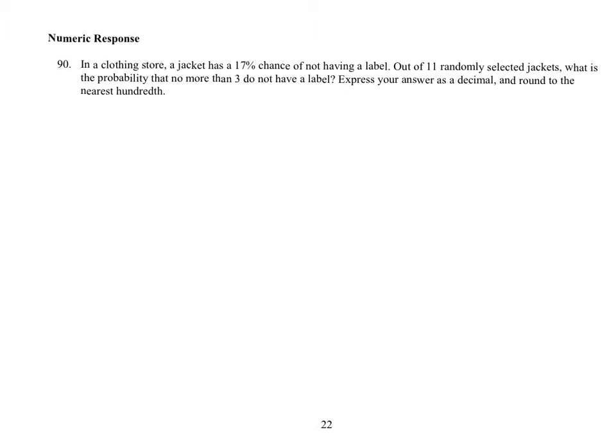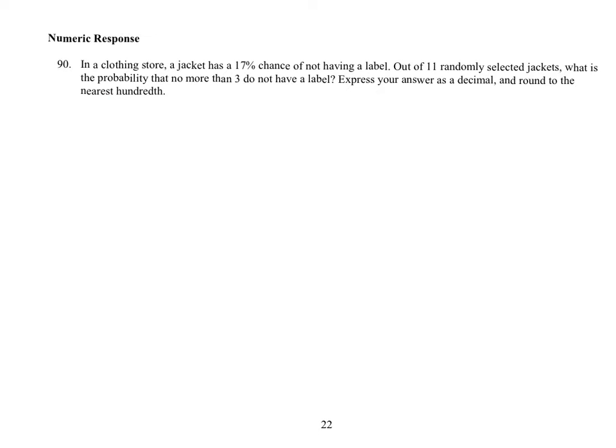All right, I had a special request for this question, so let's go over it. It says in a clothing store, a jacket has a 17% chance of not having a label. It's an obscure percentage. Out of 11 randomly selected jackets, what is the probability that no more than 3 do not have a label? Express your answer as a decimal and round to the nearest hundredth.